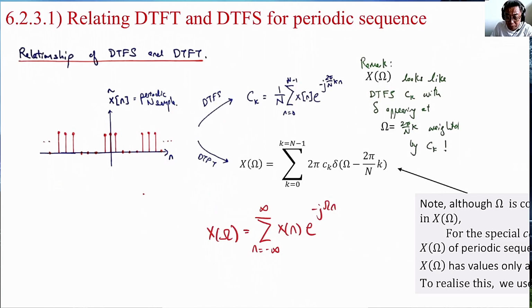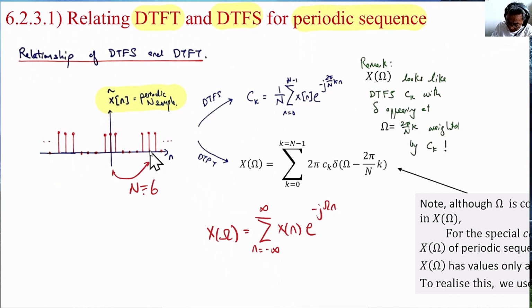This is 6.2.3.1. We're going to relate the discrete time Fourier transform and the discrete time Fourier series for the same periodic sequence. We have told you in the past that for periodic sequences, typically we use DTFS, but we also said that we can use DTFT, and today we'll see why, using the same periodic sequence x[n]. x[n] repeats every N samples.